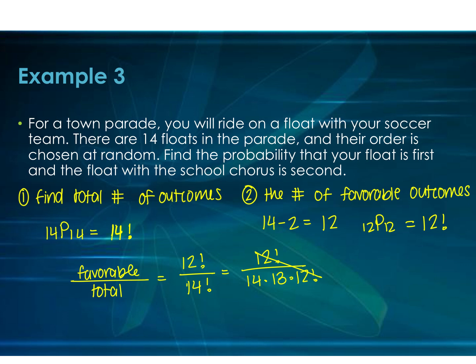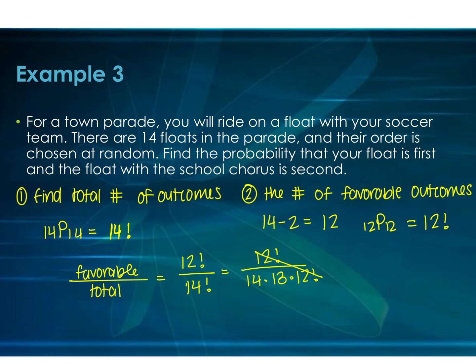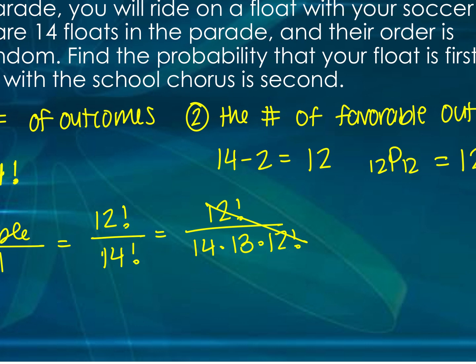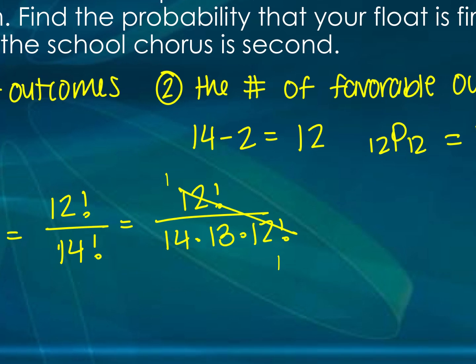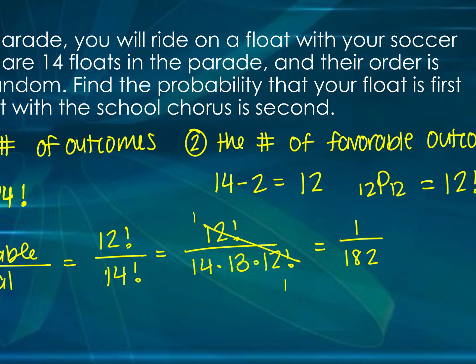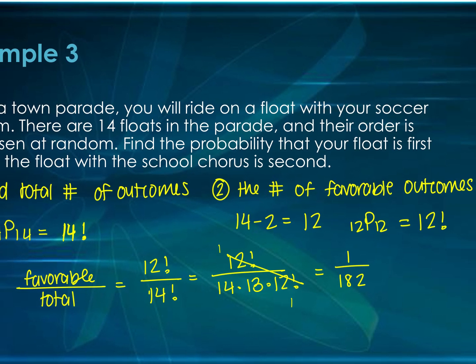My 12s are going to cancel out. Keep in mind when you're canceling them out, it does not equal 0. What does it equal? It's going to equal 1. Okay, so once I cancel them out, all I have to do is go ahead. You could multiply them. You're going to get 1 over 14 times 13 is going to be 182. So looking at it, what's the probability of me coming first with my soccer team and my chorus team second? 1 out of 182.